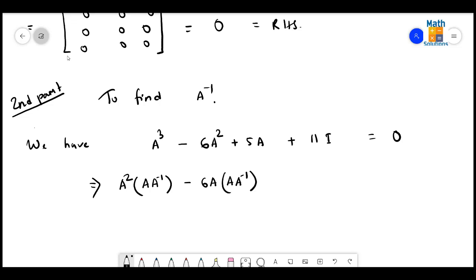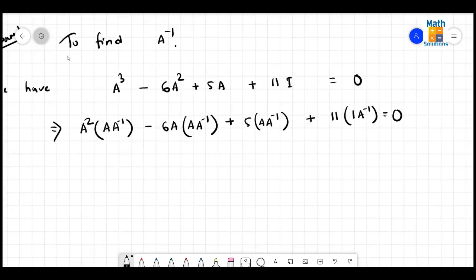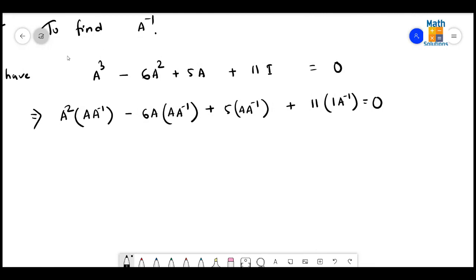A inverse plus 5 A inverse. Why am I keeping 1A with A inverse? So that after putting the things in this way, I get the identity matrix I. 11 I into A inverse. A null matrix, if it is multiplied by A inverse, the result will ultimately be a null matrix only. Post multiplication by A inverse.